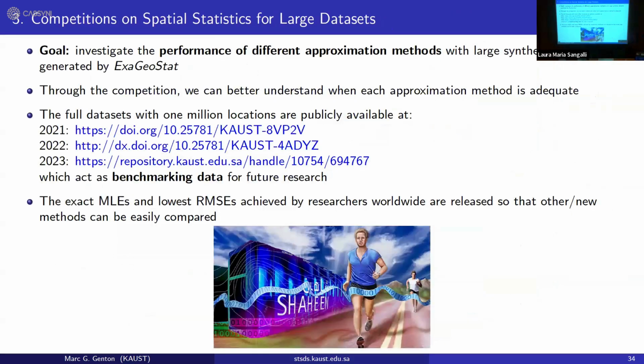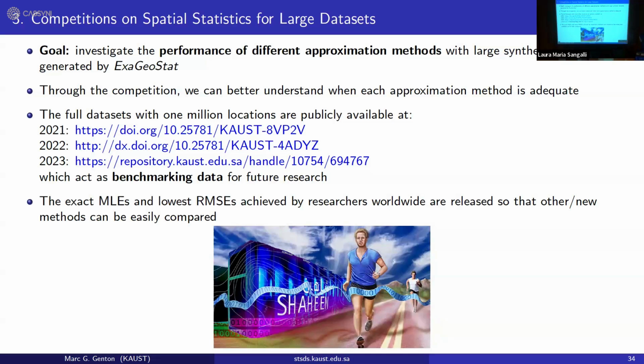Okay. So now comes the third part, which describes a little bit the competition that we organized. The idea was to evaluate and rank different approximation methods. As I mentioned earlier, we simulated very large data sets. They have 1 million locations each, for each of the 3 competitions from 2021, 2022, and 2023, that can be used as benchmarking data, and that you can download and are publicly available.